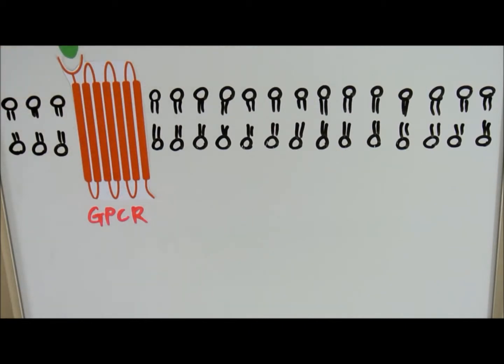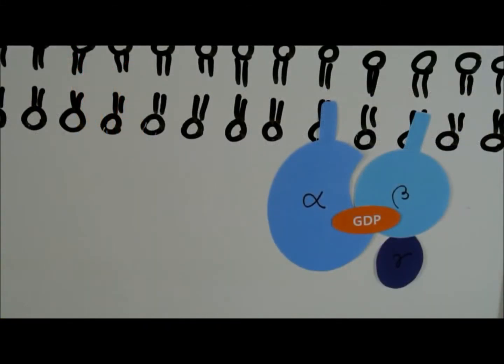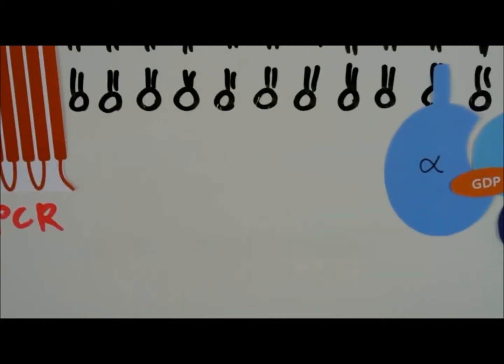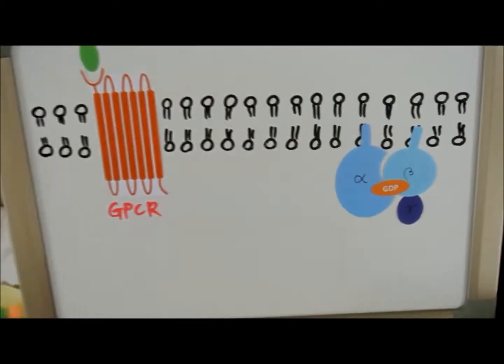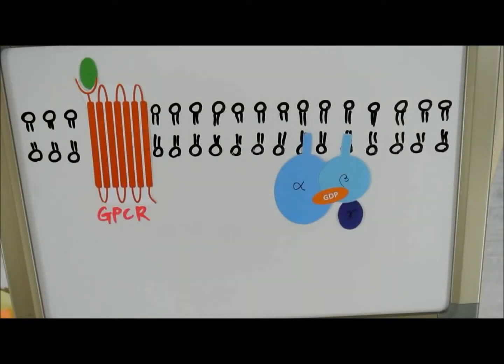To start this process, the ligand, or signaling molecule, non-covalently binds to the G protein receptor. The activated receptor changes its conformation and becomes ready to bind with the G protein. The G protein is a lipid-anchored protein divided into alpha, beta, and gamma subunits. So back to the receptor.